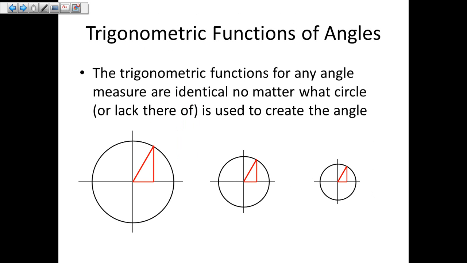Now, if we want to find the 6 trig functions of any angle, regardless of whether it's a big circle, a little circle, or even if we just want to find the value for an angle out in space, they all have the exact same value. If you find the 6 trig functions on the unit circle, or on a circle with a radius of 2, you're going to find out that it works out to be the exact same thing. No matter what circle we're using, or even if there isn't a circle involved, the tangent of 30 degrees is going to be the tangent of 30 degrees anywhere.